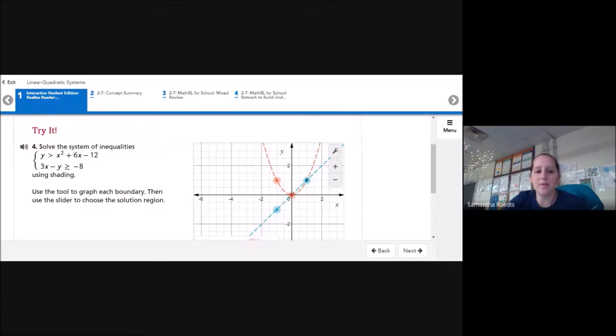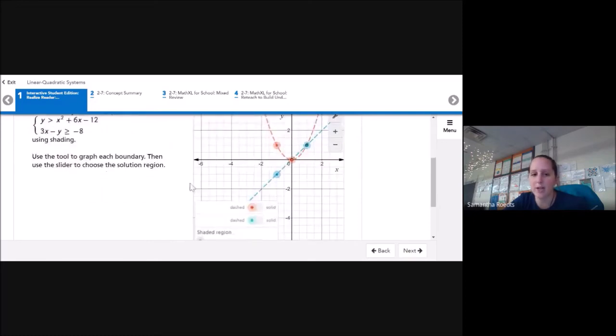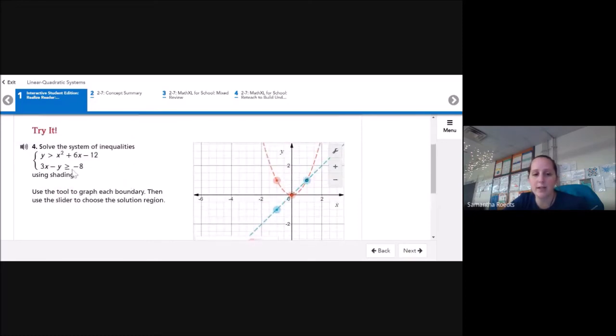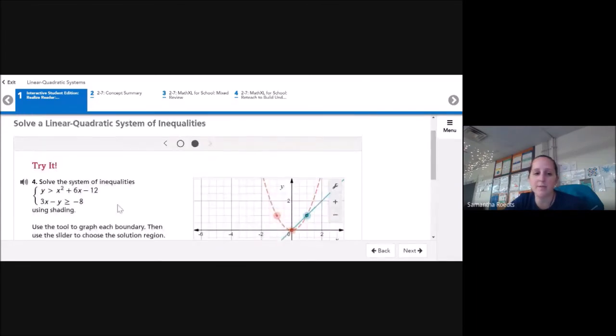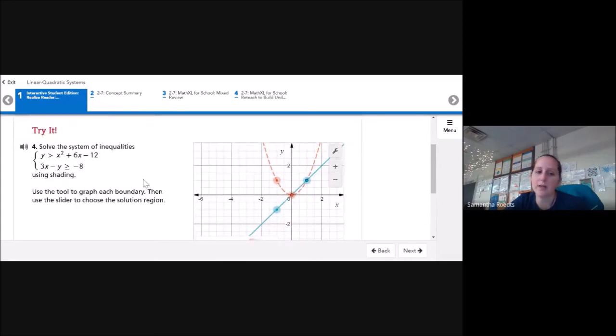So I need to solve the system of inequalities: y is greater than x squared plus 6x minus 12, and 3x minus y is greater than or equal to negative 8, using shading. The first thing I notice is that this line, the non-quadratic one, is going to be a solid line because there's an equal sign. I use the tool to graph each boundary, then use the slider to choose the solution region.